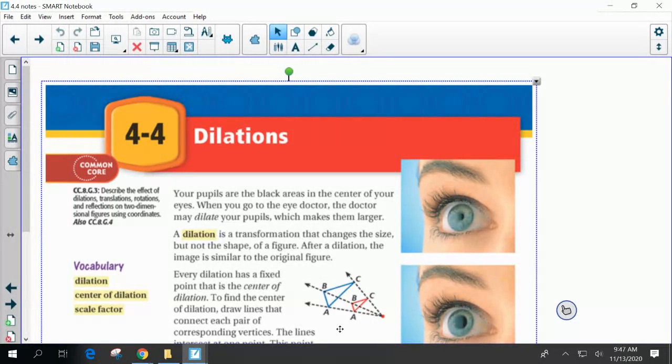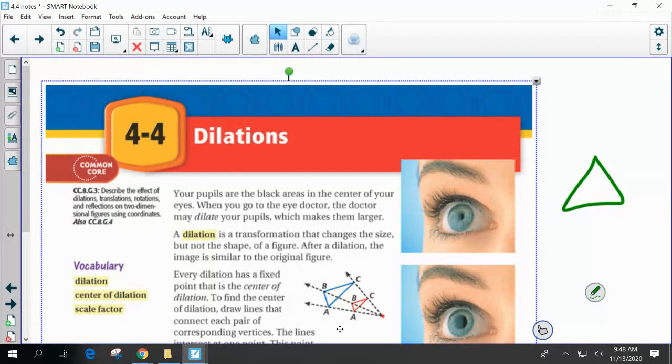And I know you guys do those things on the computer. So that would be creating a dilation. Then the center of dilation is a point of intersection of lines through each pair of corresponding vertices in the dilation. A vertex is a fancy way of saying a corner. So if you have a triangle, there are 3 vertices, 3 different corners.